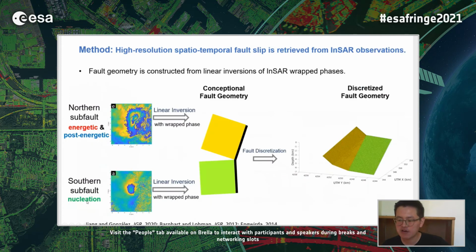The analysis of the interferogram suggests that the fault slip might have occurred along a fault system consisting of 2 fault planes. A southern subfault is active in the nucleation phase, and the northern subfault in the energetic and post-energetic phases. And the right figure presents the discretized fault geometry. With this geometry, we estimate the distribution of the fault slip.